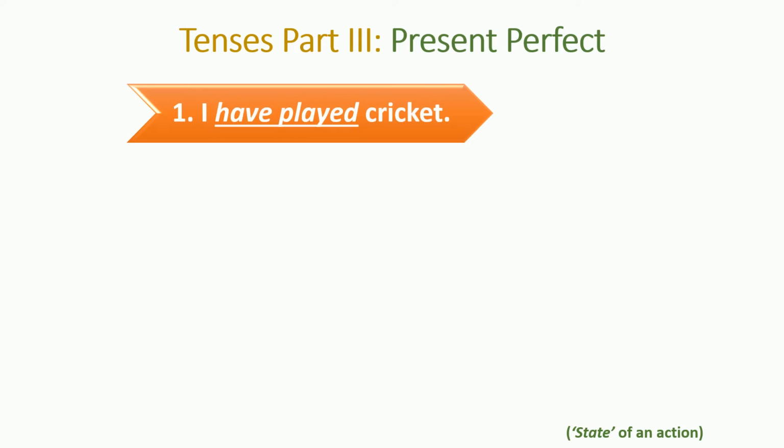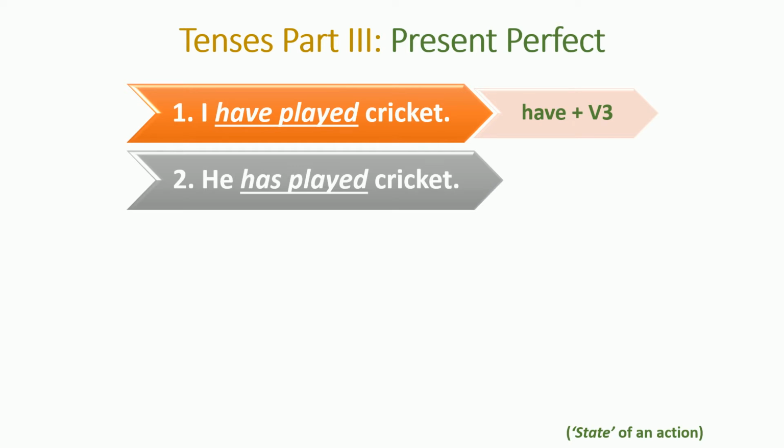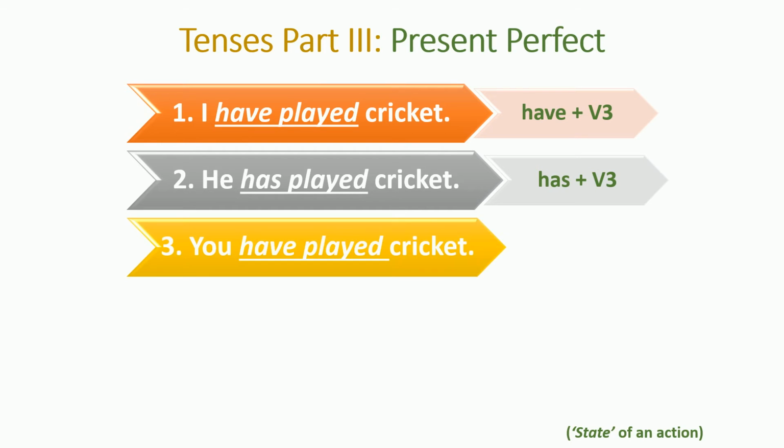Let's learn it. Look at this example. I have played cricket. In it, you will find that the auxiliary verb have is used. If we look at the main verb of the sentence, that is play, we see that it is in its third form, that is V3. It is taking the ed suffix here. In the second example, he has played cricket. Here you will find the use of has as well as the V3 of the main verb. In this example, you have played cricket. You will find the use of have plus V3.